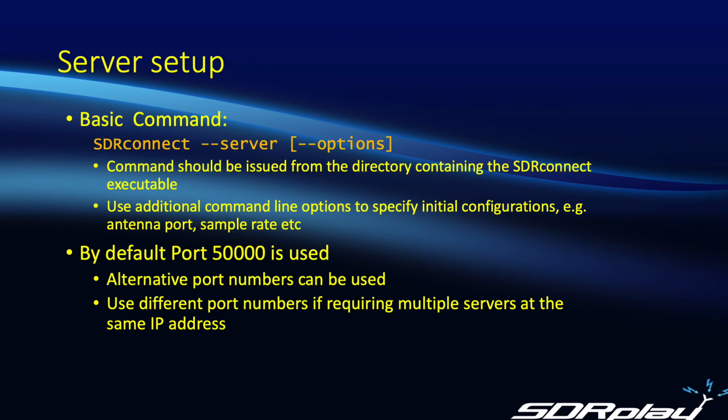So by way of a quick summary, the basic command is SDRconnect --server followed by options, and that will start the server running. By default, port 50,000 is used. I know my demo showed something different, but that was in an earlier release of SDRconnect. You can use different port numbers if you desire, and you can certainly use multiple different port numbers for multiple servers that are living on your same network.